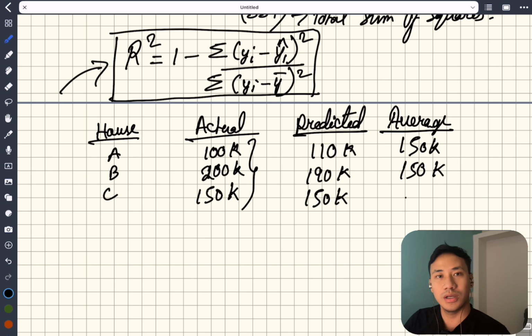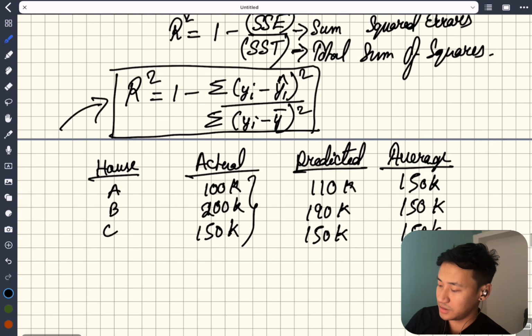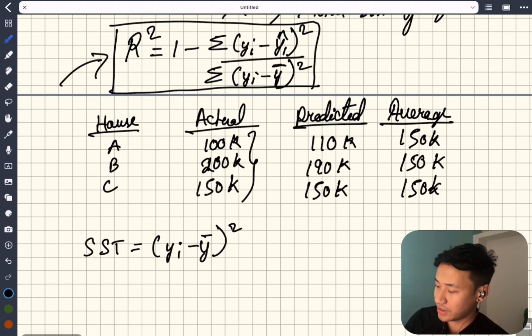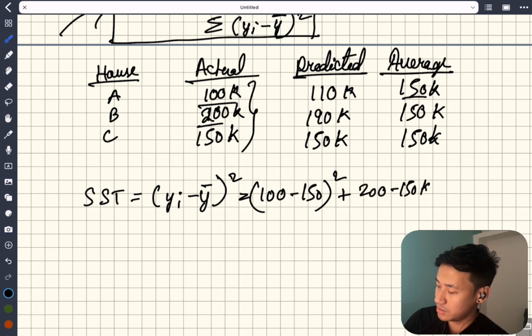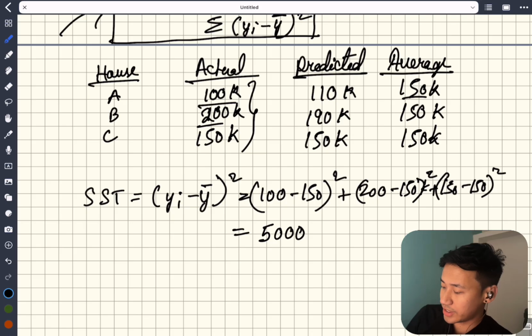All right, so now let's calculate one by one. Let's calculate SST first, and then we will calculate SSE. So what is SST? SST is nothing but the total sum of squares. So actual minus average. All right, actual minus average. So let's try to find it. Actual is 100 minus average 150 square, plus actual 200 minus 150 square, plus 150 minus 150 square. If you do this, you would find the answer as 5000. You can calculate it.